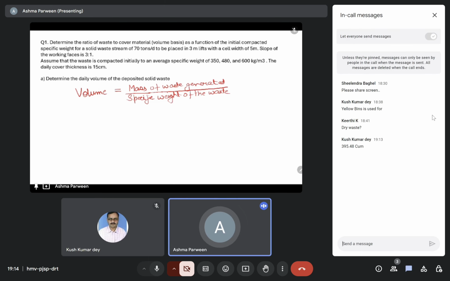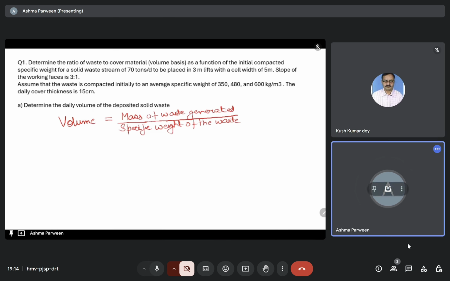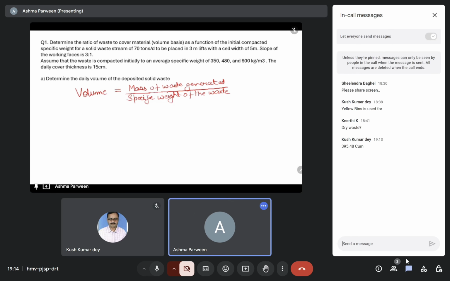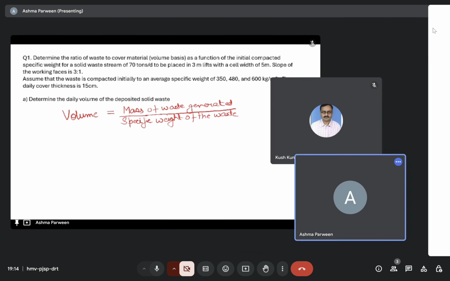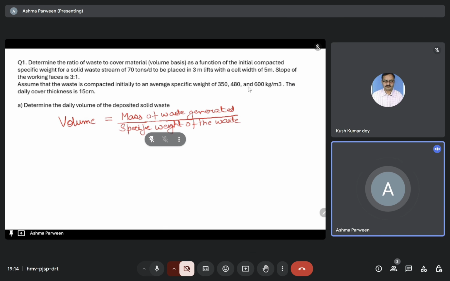So let's try to solve the question. I got one value as 95. We have to find for each compacted specific weight how much volume will be generated. So okay, let's first find for 350 kg per meter cube.